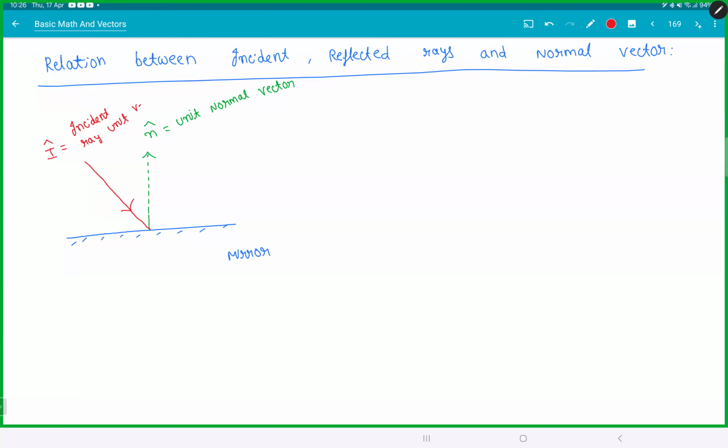This is how they'll ask you in advance. And after bouncing here, you will get a, let's call it R cap. This is a reflected ray unit vector. Then they'll ask you, find the relation between them. So normally, angle of incidence is equal to this and everything. But if they ask you in terms of the vectors, this is what we do. So listen, I'll show you how to get this done.